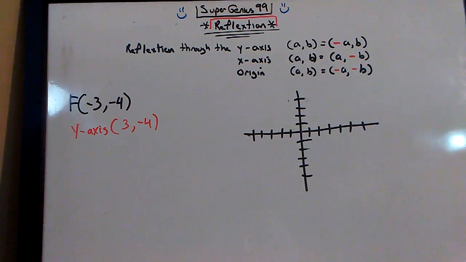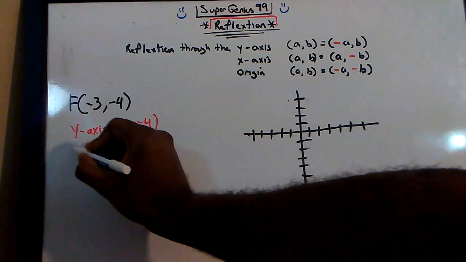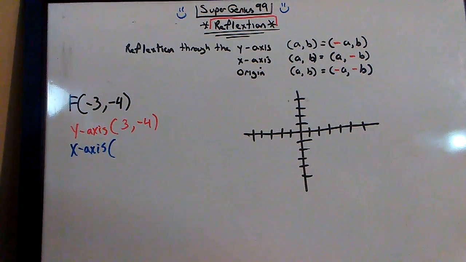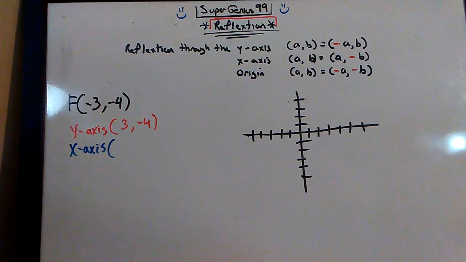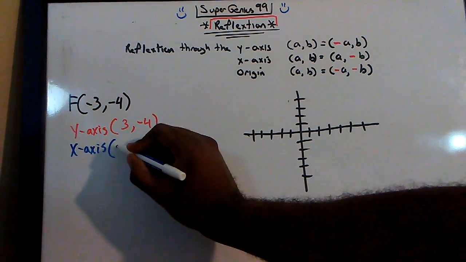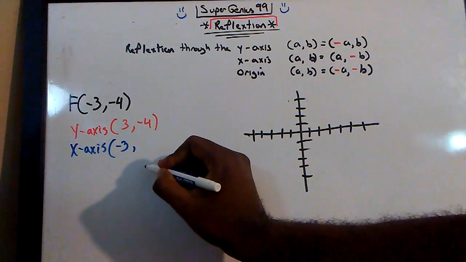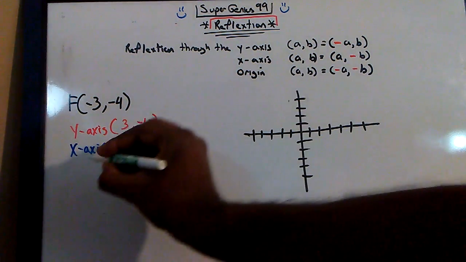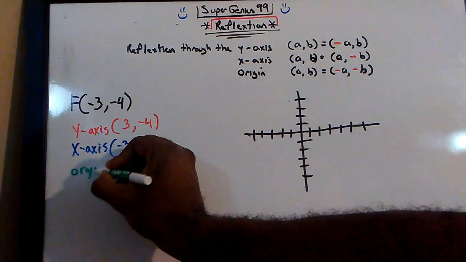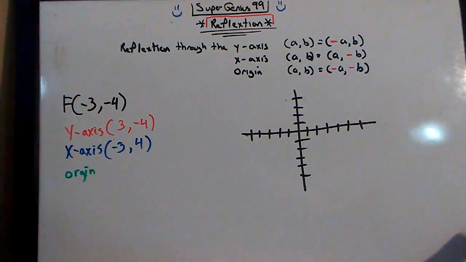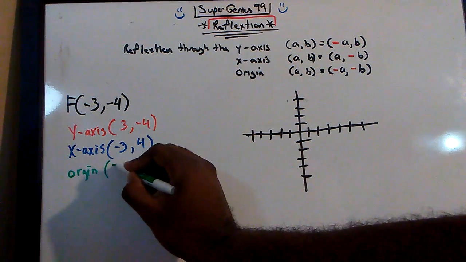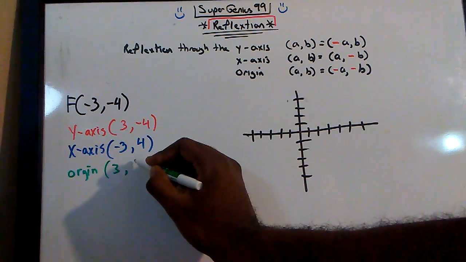Now let's reflect across the x-axis. When we reflect across the x-axis, the sign of the y value changes. The x value stays the same. Y was negative, it's now positive. And when we reflect across the origin, we change the signs of both values. So 3 was negative, it's now positive. And 4 was negative, now it's positive.